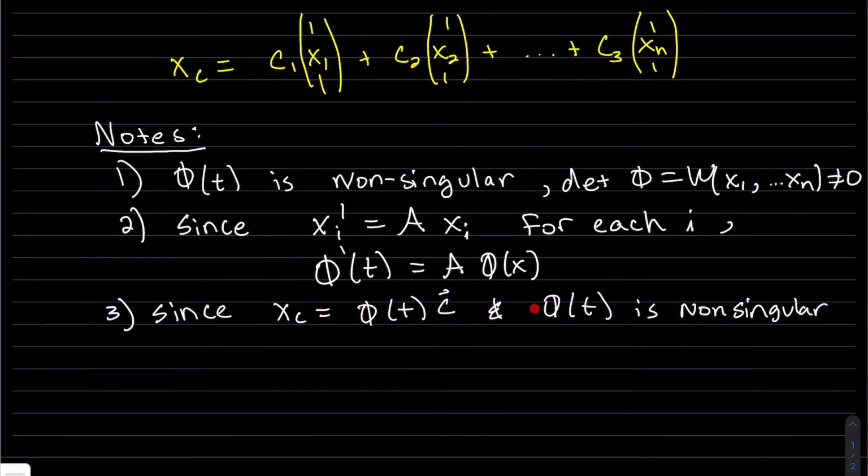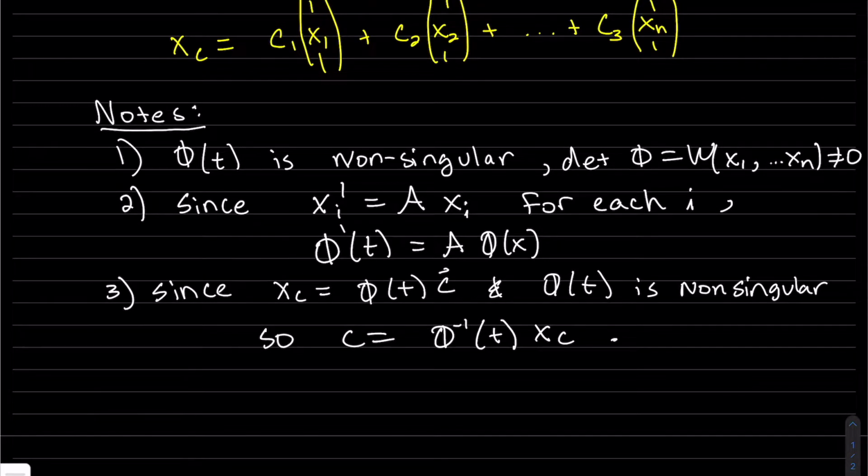Since the fundamental matrix is non-singular, what that means is the inverse exists. So C will equal, I take the inverse of both sides. And the reason why we like to do this is if we're given an IVP, an initial value problem, we can find all the C's using this formula.